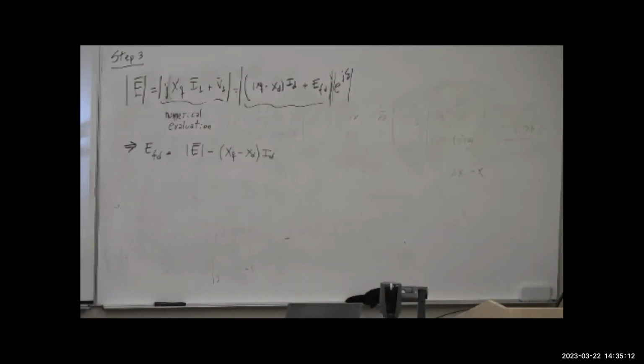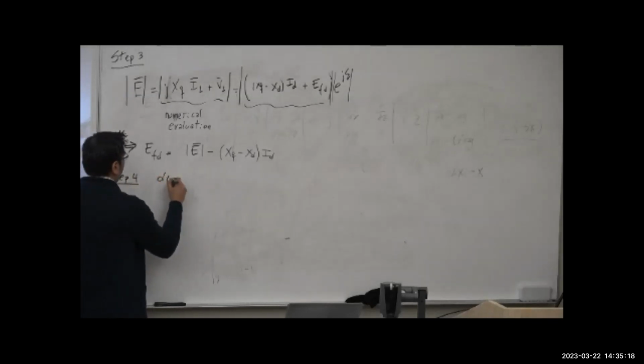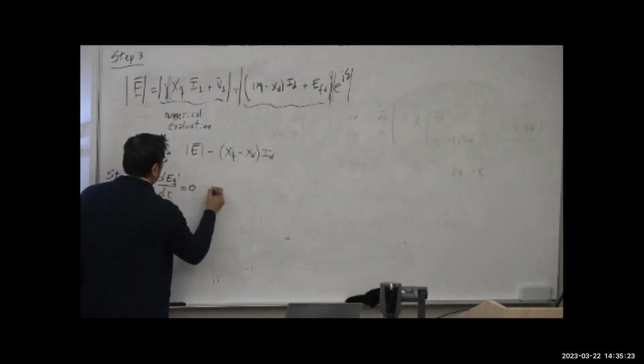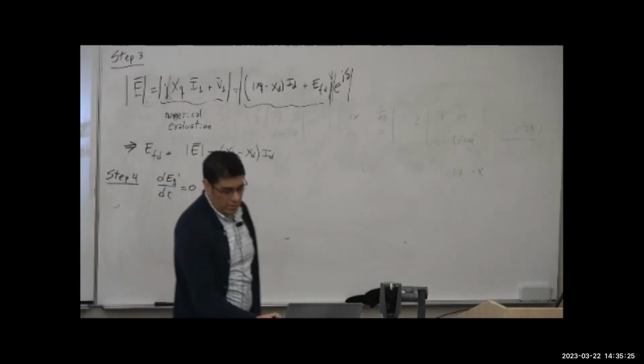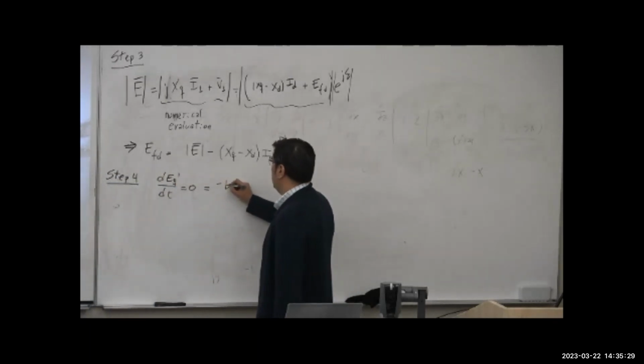We have that. And then we repeat for step 4. The derivative of EQ prime in time is set to 0. And that is equal to this.